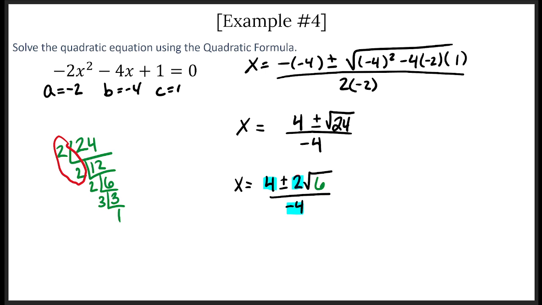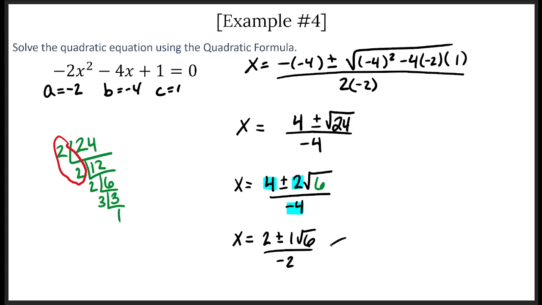4, 2, and -4, we can simplify all those just like a normal fraction by dividing those or reducing those by a factor of 2. So that's what we're going to do. We're going to say 2 plus or minus 1 square root of 6 over -2. All those are simplified. Remember, we leave the square root of 6 alone.